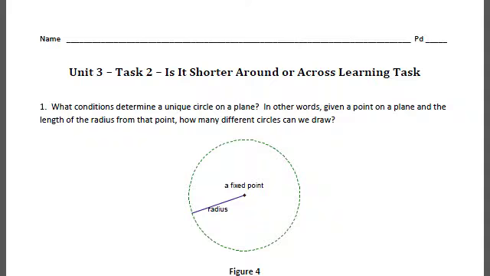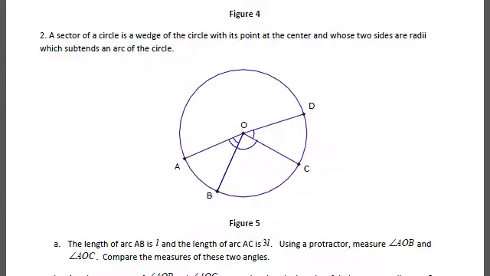In number 1, that question I'm pretty sure you might be able to answer, but I'll just read it to you. What conditions determine a unique circle on a plane? I will refer to the hint that is provided. However, in number 2, you begin your work with sectors.